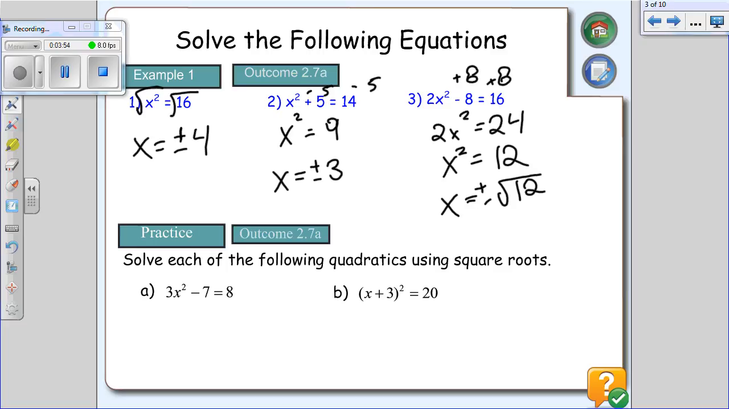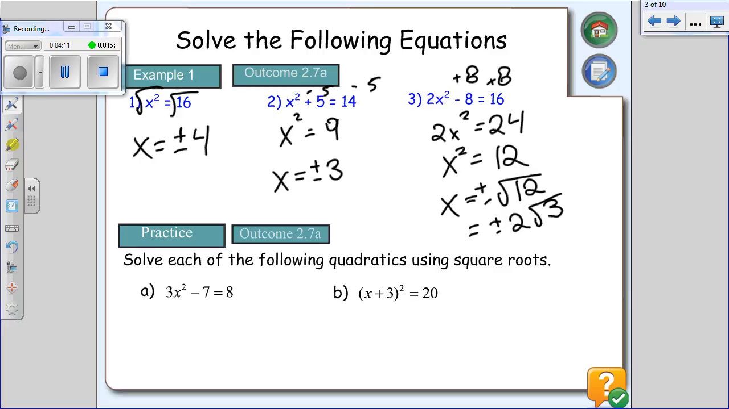Let's simplify that 12 just for fun. 4 and 3 multiplied to be 12. So the square root of 4 is 2. So it's equal to plus or minus 2 square root 3. Just one, right?